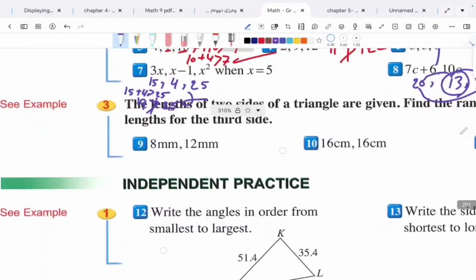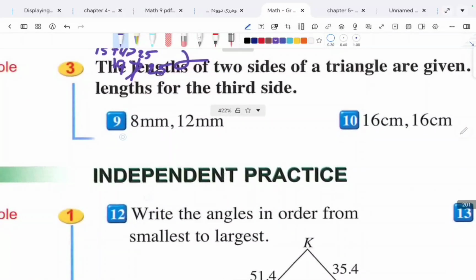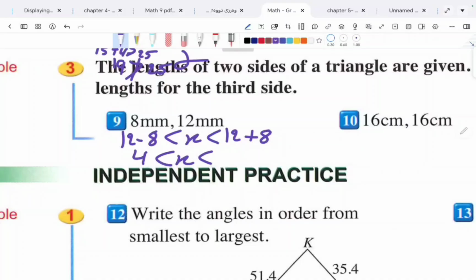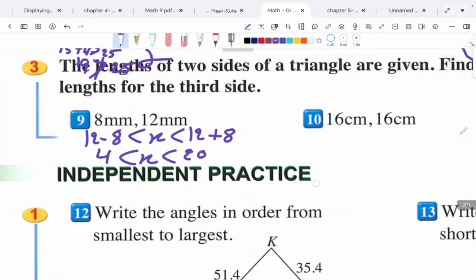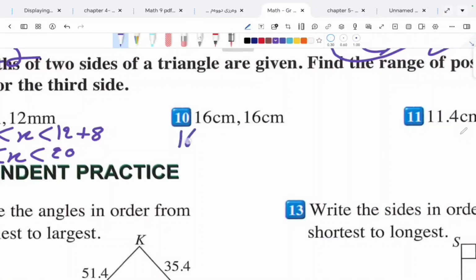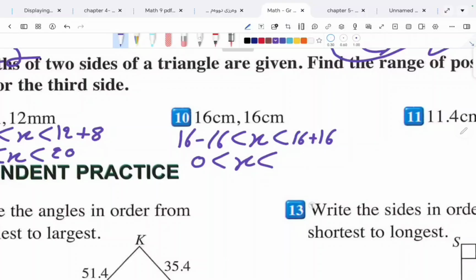Then the third case: subtract them, then add them. 12 minus 8, then put x, write the inequality sign, 12 plus 8. 12 minus 8 in question 9 equals 4. 12 plus 8 equals 20. Then the other side, we have 16 minus 16, x, 16 plus 16. 16 minus 16 equals 0. We have x, and on the other side we have 32.